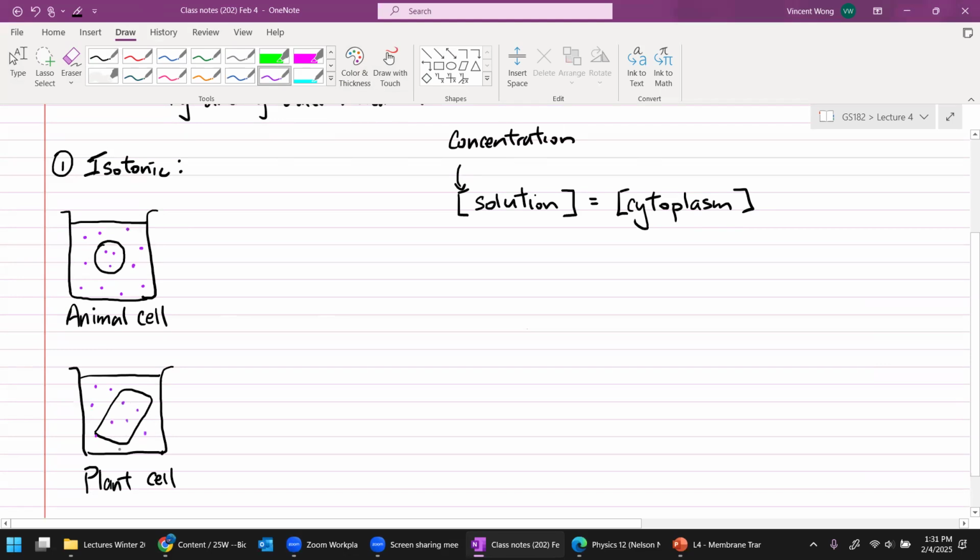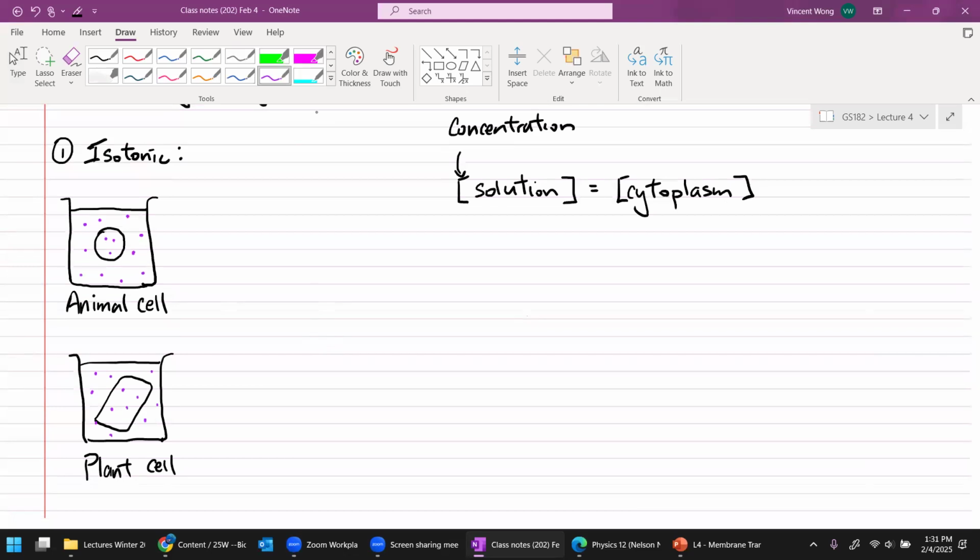Oh, I just remembered I missed a few slides on the PowerPoints. It's okay, we'll go back to it. We just understand this first. Okay, so this is isotonic, right? The concentration of the solute in a solution would be the same as the concentration inside the cytoplasm.